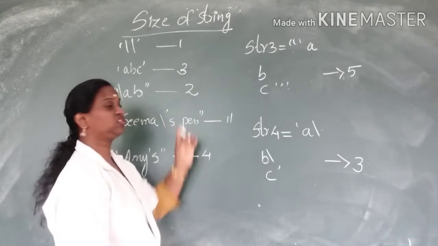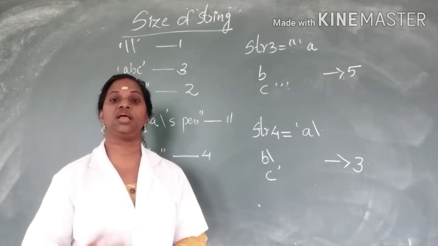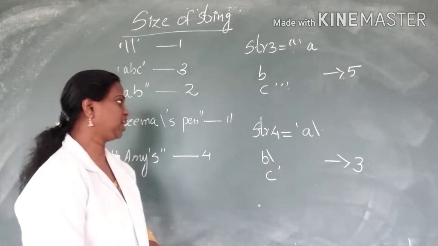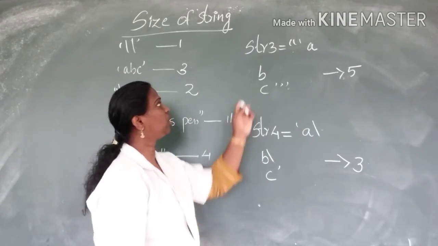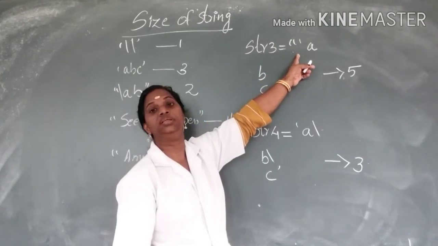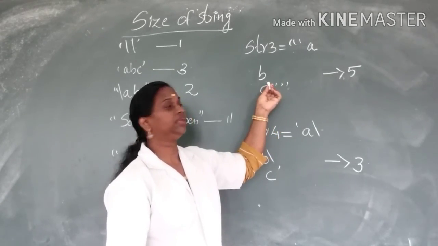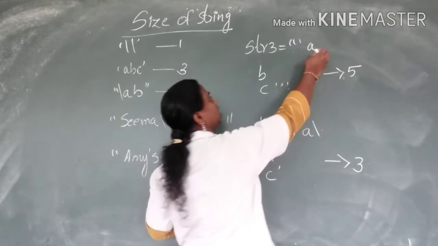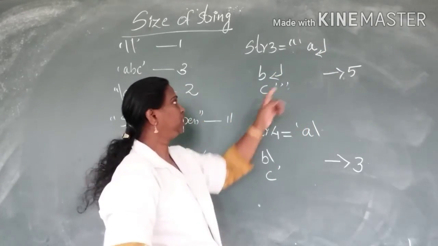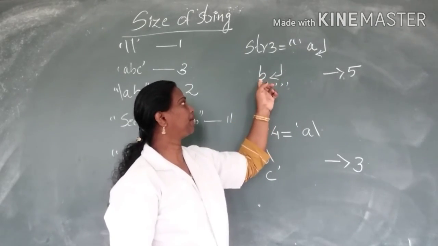So this one is used to find the size of single line strings. Then how to check the size of multi-line strings. See here we have 2 examples. In the first example, string 3 is equal to triple quotes. Then A, and after A we have one enter key. That's why it will appear in the second line. Okay, so A, B, C.